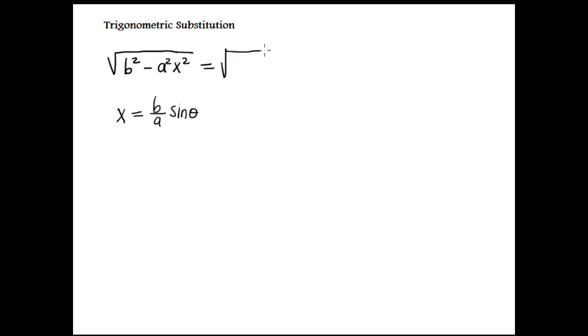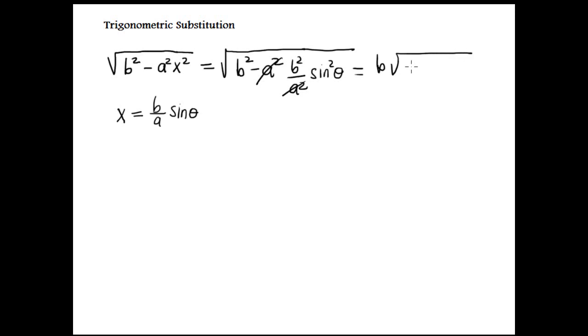This is the square root of b squared minus a squared times this squared, which is b squared over a squared sine squared theta. So a squared cancels, and b squared is a common factor. Factor out b squared, so b goes outside the radical, and inside the radical we have 1 minus sine squared theta, which is cosine squared, and then it's b cosine theta.